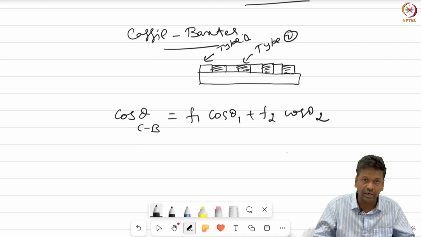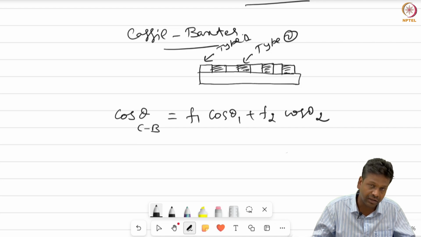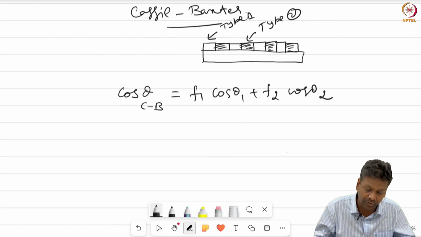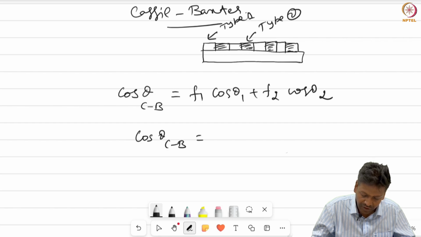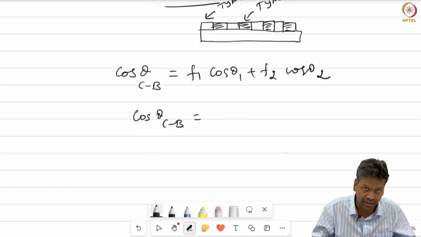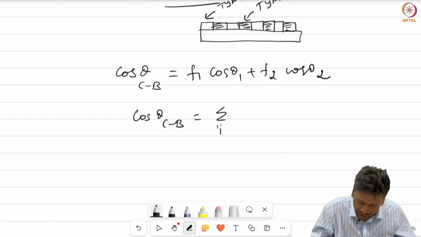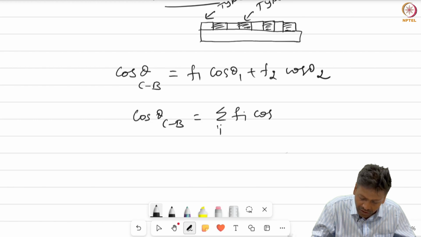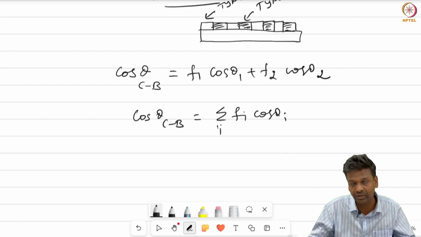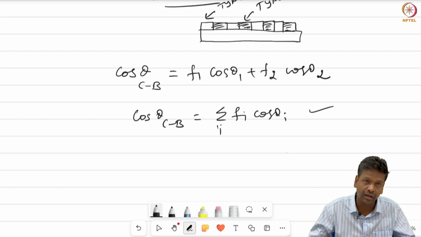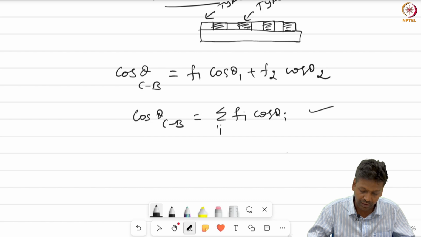Sometimes you might deal with a surface with numerous chemical heterogeneities. In such a case, you can simply represent the Cassie-Baxter model in this way, which is nothing but the summation over i of Fi cos theta i. Because when you have numerous types of surfaces, you can simply represent the Cassie-Baxter model in this fashion.